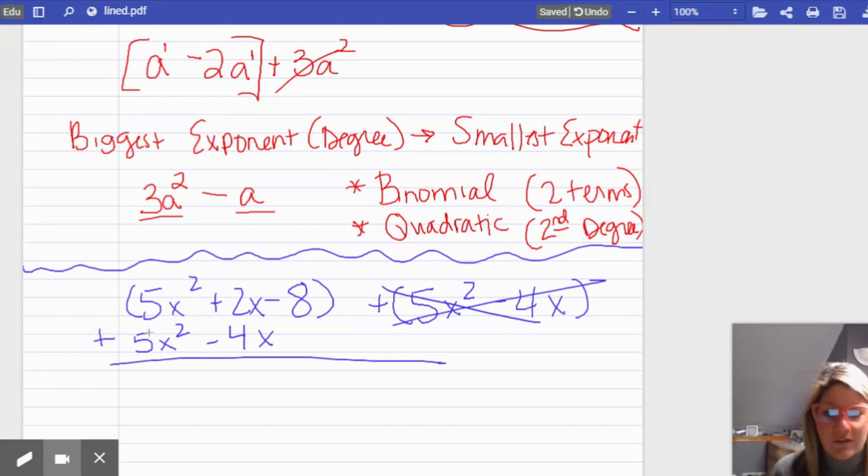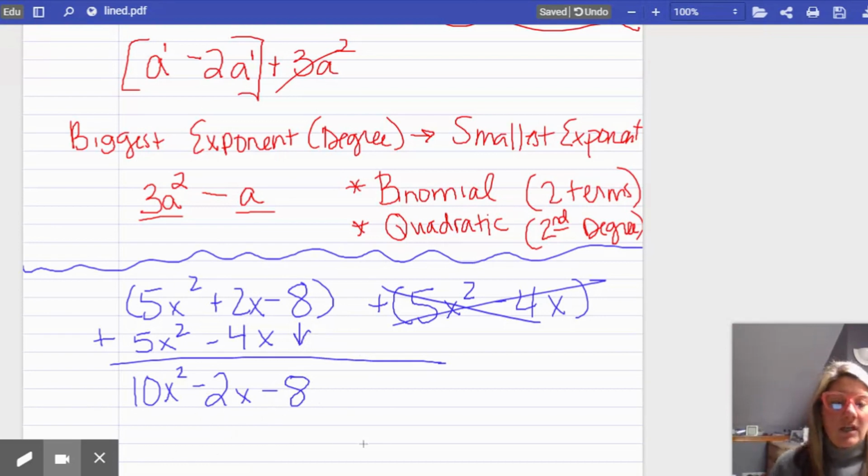So when I add these two together, 5x squared plus 5x squared is 10x squared. 2x minus 4x is negative 2x. And then I have nothing to combine the negative 8 with, so I'm just going to bring it down. So now I have written this expression from the largest degree, from the largest exponent to the smallest exponent, and now I can classify it by the number of terms and the exponent.